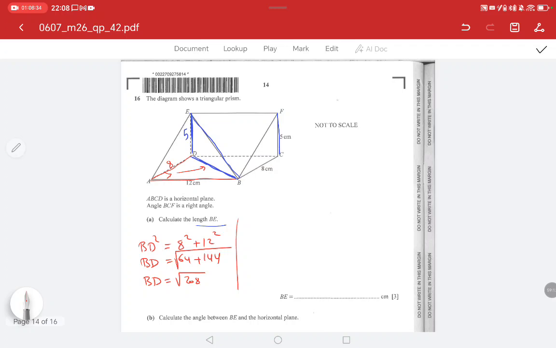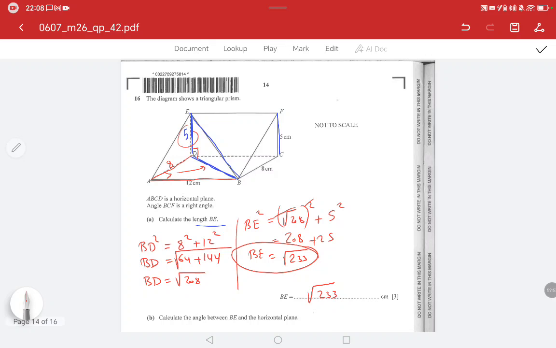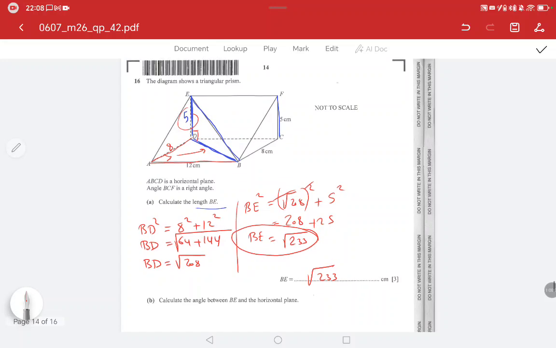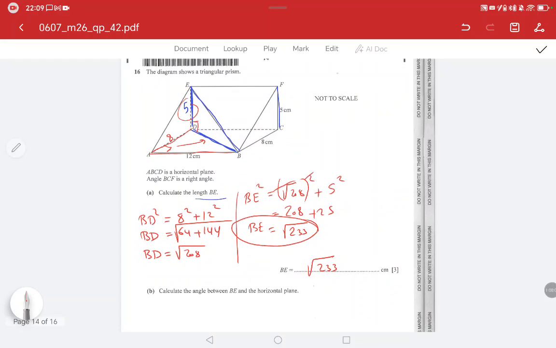How about BE? Now this one will be a right angle. So BE squared should be the square root of 208 squared, right, plus 5 squared. So this one is 208 and this one is 25. So BE should be the square root of this number, which is 233. So we found this one. You can leave it in this way, or you can round it to 3 significant figures.